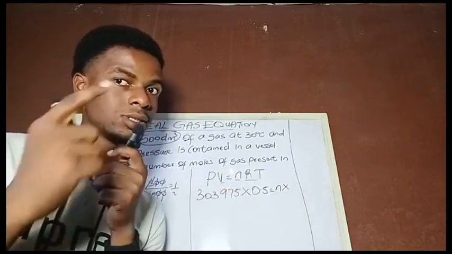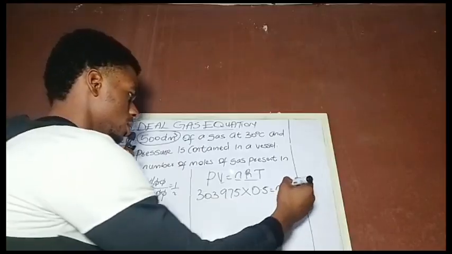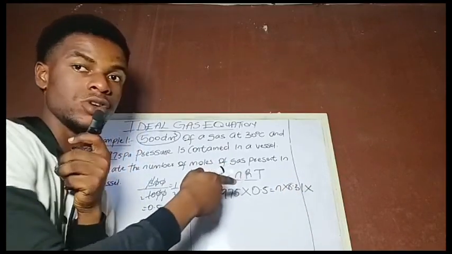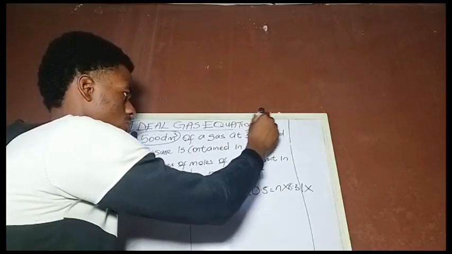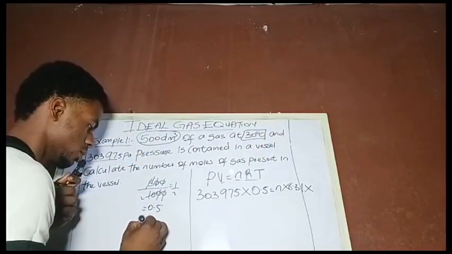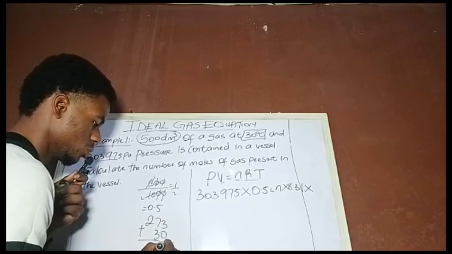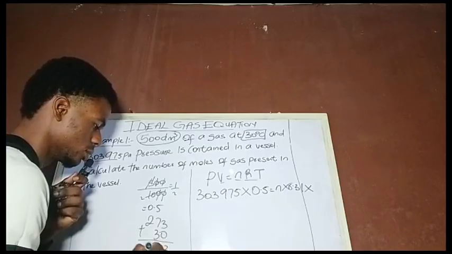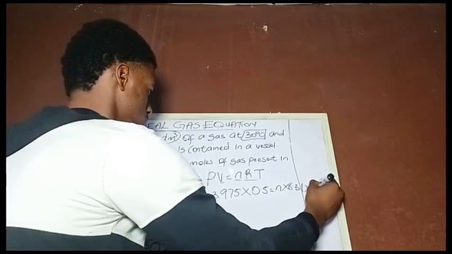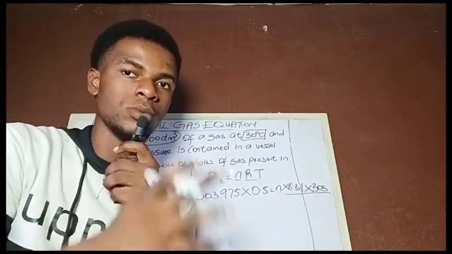Like I said, R is the constant, so it's based on your pressure. Since it's given to us in Pascal, it will be 8.31 times our temperature. The temperature is in degrees Celsius; we have to convert it to Kelvin. 273 plus 30: 3 plus 0 is 3, 7 plus 3 is 10, 0 carry 1, 2 plus 1 is 3. So 303. Now, I want the number of moles to be the subject of the formula.